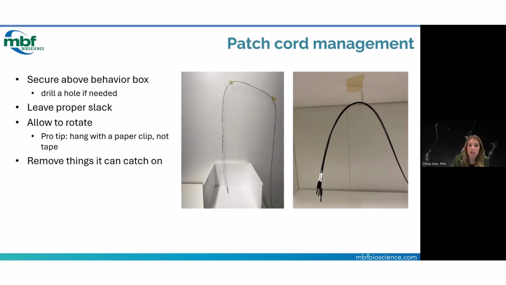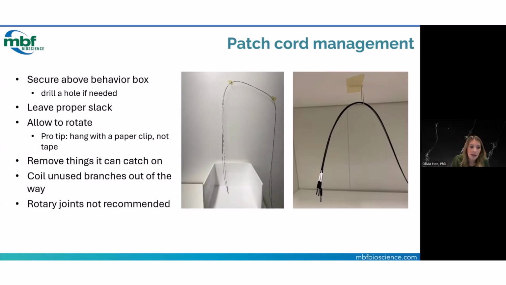You also want to make sure to remove anything that the patch cord can catch on. So if you're recording in the home cage, take out the shelters, take out the food hoppers. You don't want your patch cord to get stuck on things. Additionally, if you're using a patch cord that has more branches than regions that you're recording from, coil them out of the way. You don't want them to be flopping in front of your animal because, again, it's going to get in the way. It's going to get chewed. Just coil those up, cover them up, keep them out of the way, easy.